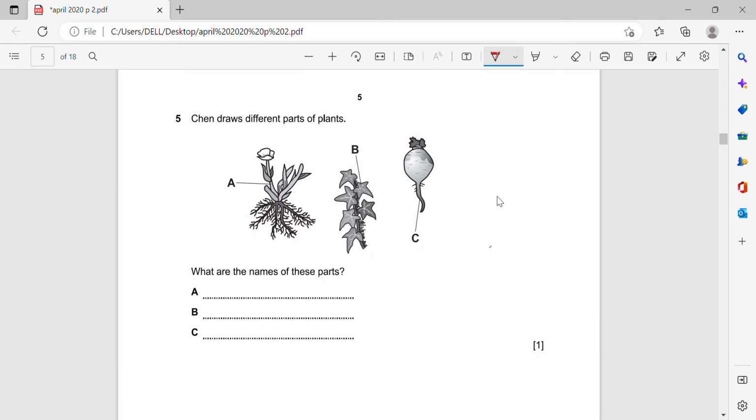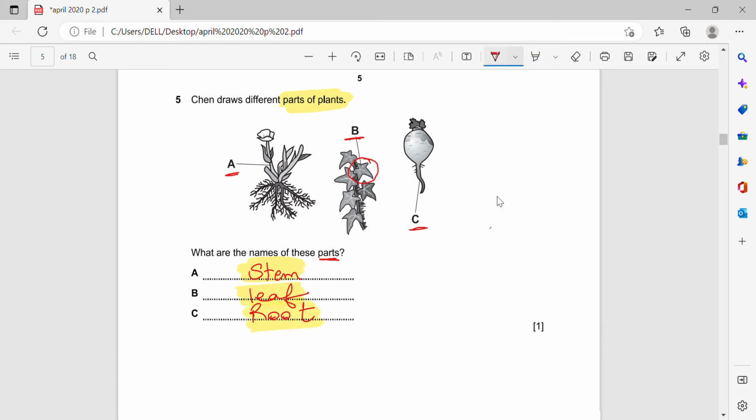Shan draws different parts of plants. Here, Shan draws different parts of plants. I have A, B, and C. What are the names of these parts? Okay. A points to what here? Great. A is the stem. B, this is what? The leaf. And C here, it's the root. So these are the parts of the plant. We have the stem, leaf, and the root.